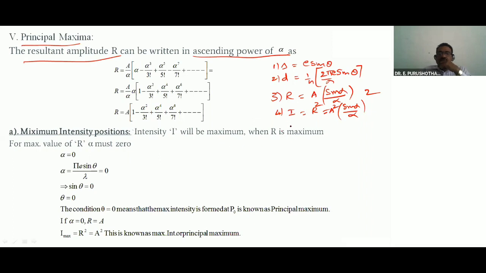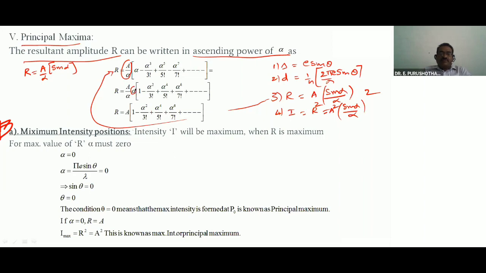This equation 3, we can write like this: R is equal to A by alpha into sine alpha. So R is equal to A by alpha as it is. But sine alpha, in terms of ascending order of alpha, we can write like this: alpha minus alpha cube by factorial 3 plus alpha 5 by factorial 5 minus alpha 7 by factorial 7 and so on.